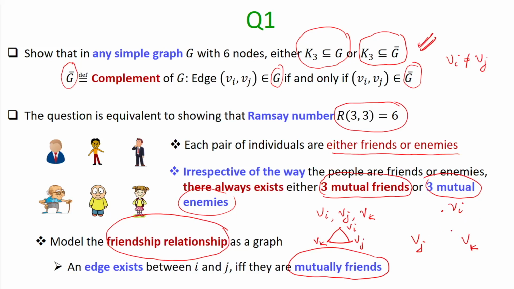If no edges are there among these three nodes in the graph G, then in the G complement graph you will have an edge between the nodes Vi and Vj, the nodes Vj and Vk, and the nodes Vk and Vi. So that is equivalent to showing that K3 is a subgraph of the G complement graph. Right. So this question we have already solved in principle. It's just that we are now getting a graph theoretic interpretation of the friendship relationship.